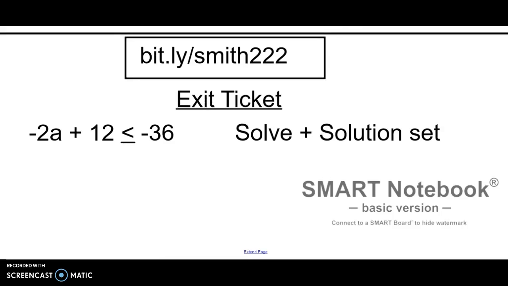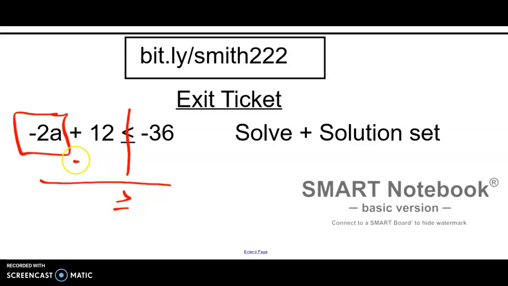Okay. So real quick before we finish up, let's take a look at this extra ticket. You got negative 2a plus 12 is less than or equal to negative 36. Again, we identify that coefficient variable. We know we're going to flip the sign, and we're going to subtract 12 from both sides. That should give me 24, or negative 24. Nope, shouldn't give me negative 24. Those are both negative signs. So that should give me negative 48.